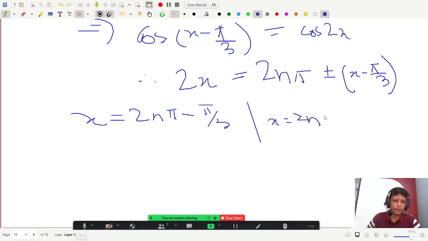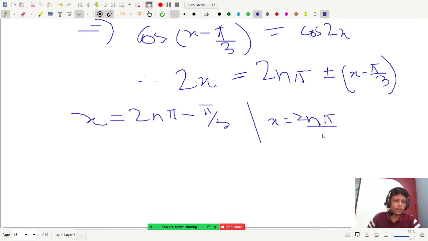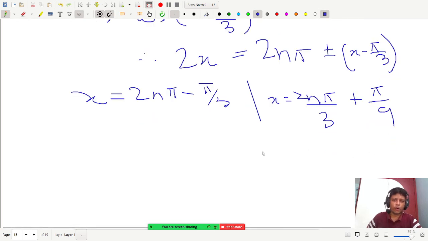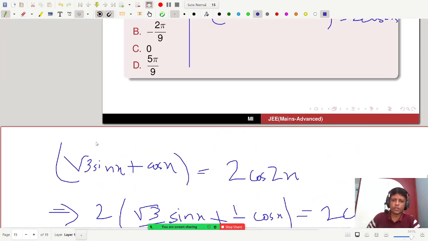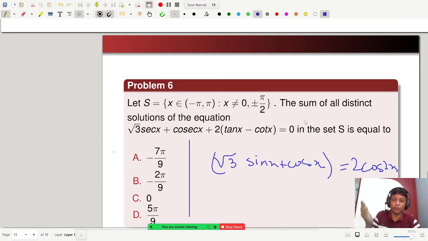2nπ/3 plus π/4, π/9. Sorry, this is the thing. So now you look at that, my dear students. You have a range. You have to calculate the sum of all distinct solutions.